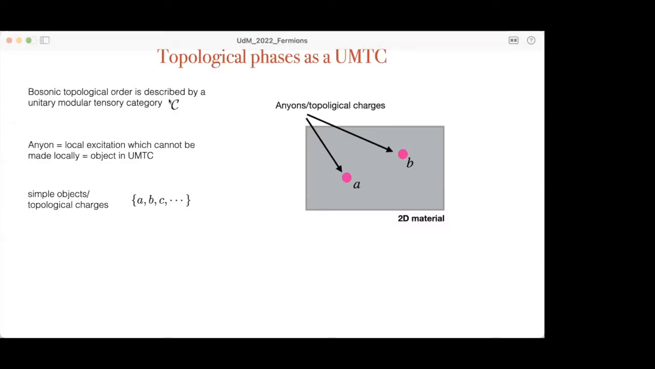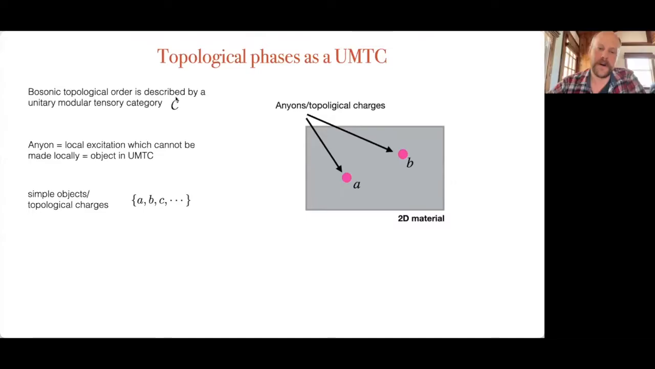We understand these phases through the lens of a unitary modular tensor category, labeled by C here. You think of C as data that includes the set of anyons in our theory, or topological charges, as I'll often refer to them. So you should be thinking of a 2D piece of material. Inside that 2D piece of material, we can have our anyons, or topological charges, and they carry labels A and B, which are part of the defining data of this unitary modular tensor category.